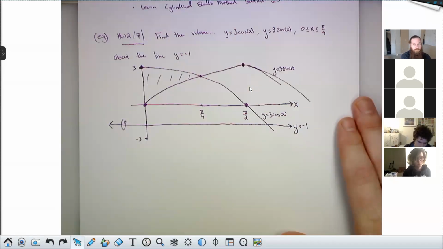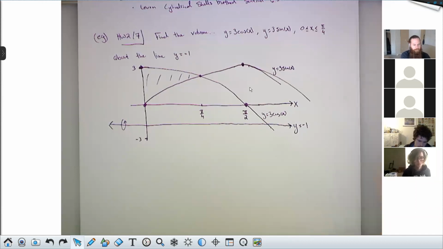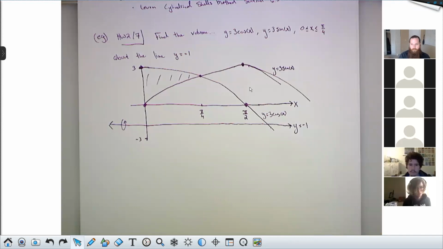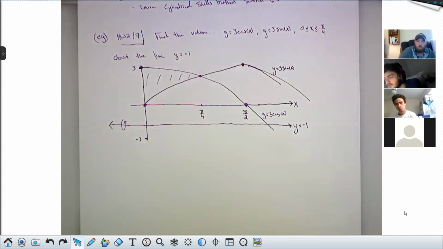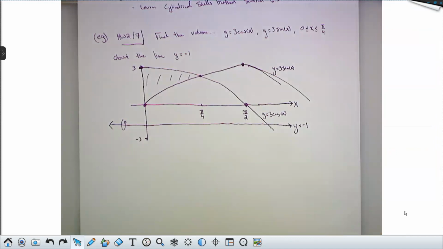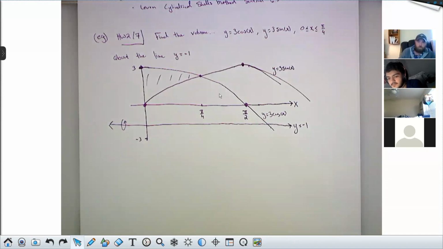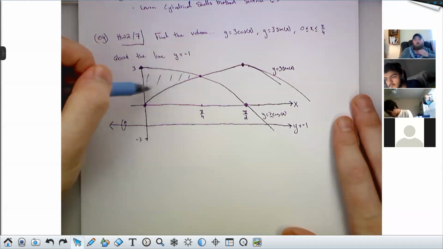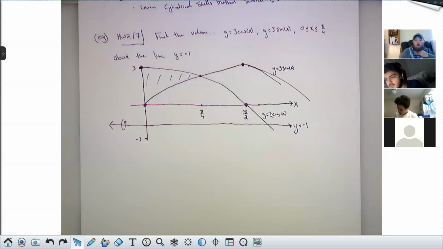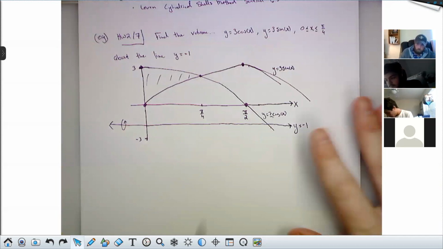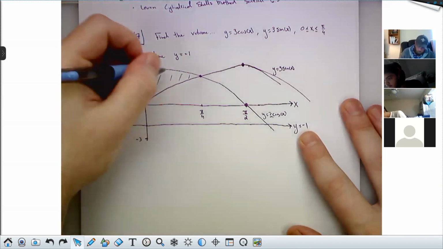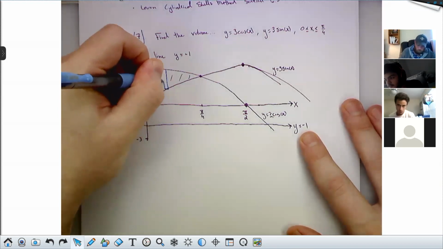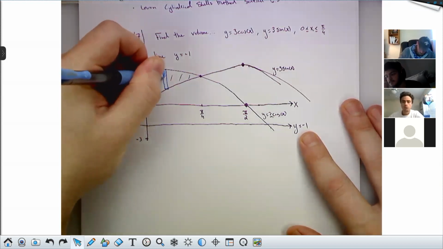Okay. I've sketched my region and my axis of rotation. What's my next step? The little thing that you draw with the little thickness. Yeah, we need to draw in our little differential thickness strip. Does the strip go up and down like this, or does it go left and right like this? It should be perpendicular to y equals negative 1. Very good. Perpendicular to the axis of rotation. So my axis of rotation is this line, which means my strip needs to go in perpendicular to it like this, because that's what makes the disc washer method the disc washer method.